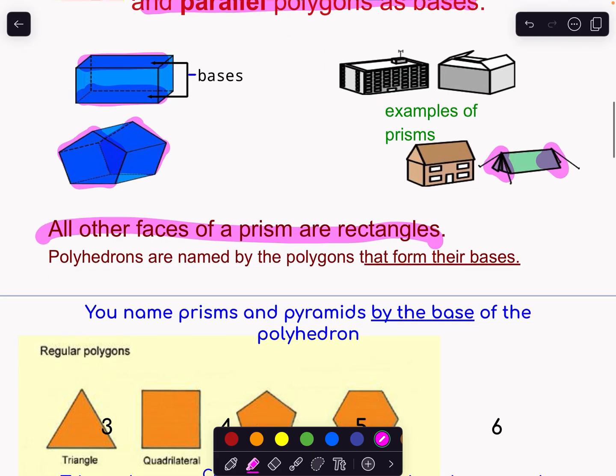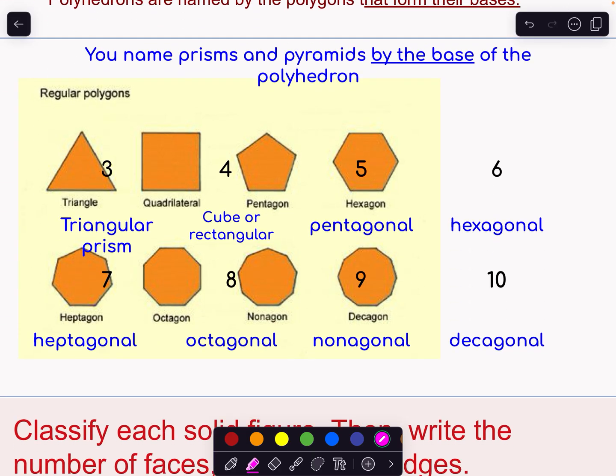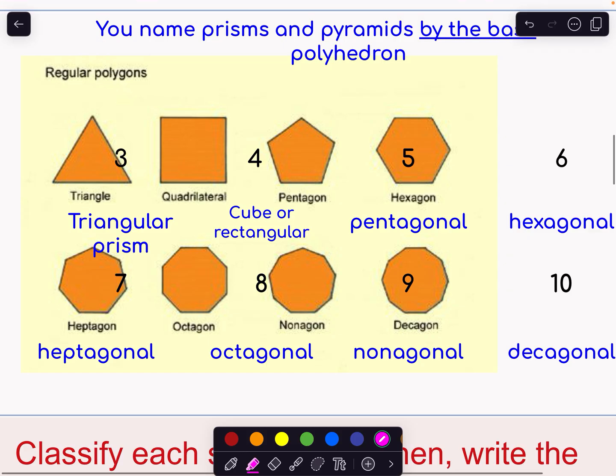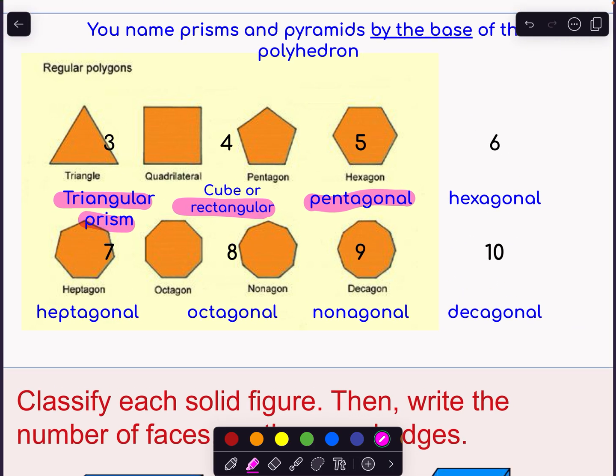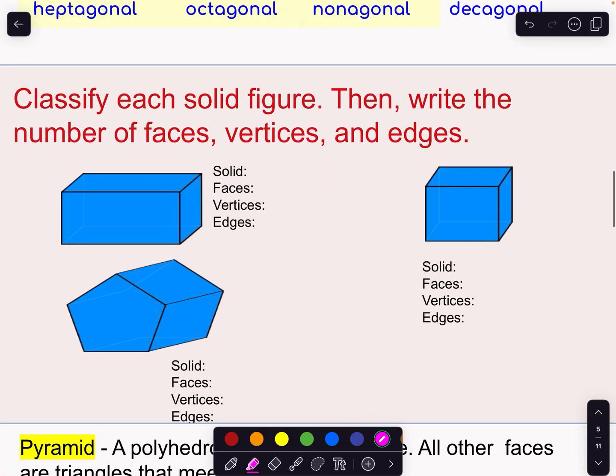Okay. So down here, these numbers got a little mixed up, just a little bit, but we name prisms and pyramids by their bases. So if the base is a triangle, it's a triangular prism, or a triangular pyramid. If it's a rectangular base, like a quadrilateral, we can say it's a rectangular prism. If it's a pentagon, it's a pentagonal prism. So that kind of goes with all those words there.